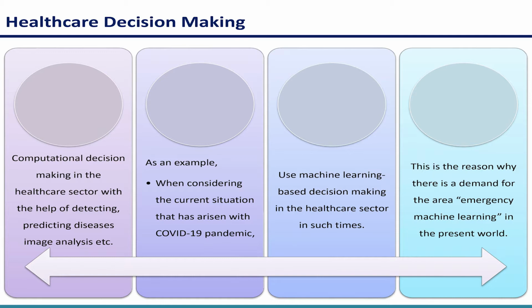This is the reason there is a demand for emerging machine learning in the present world, because of the COVID situation that arose. It was an emergency situation, right? Multiple people were affected. At the same time, doctors and clinical staff took on a lot of time and were also affected in their own health. So emergency machine learning is required to improve those things.